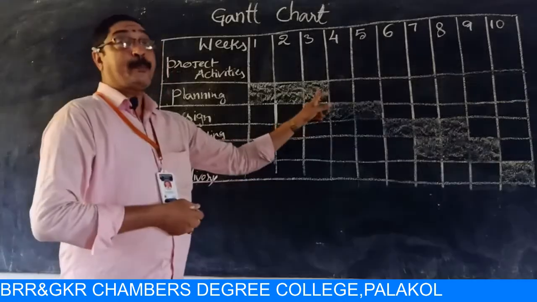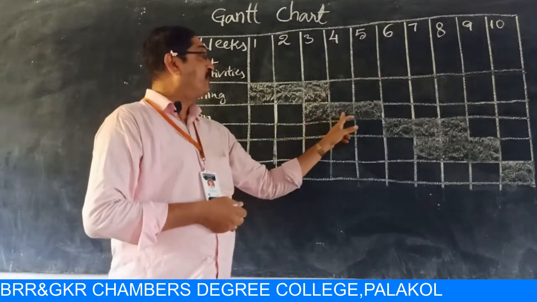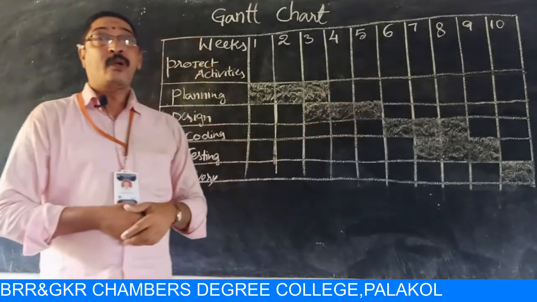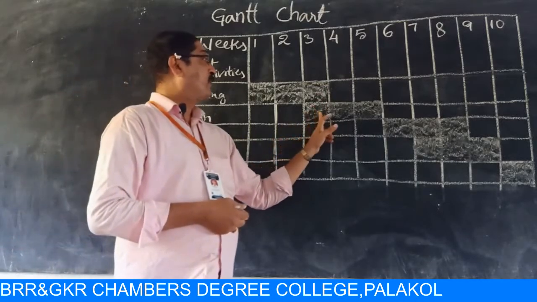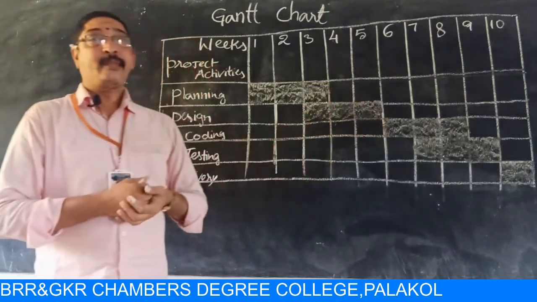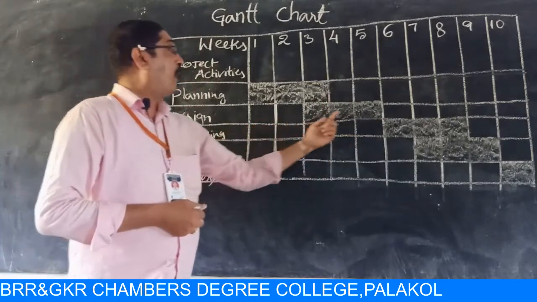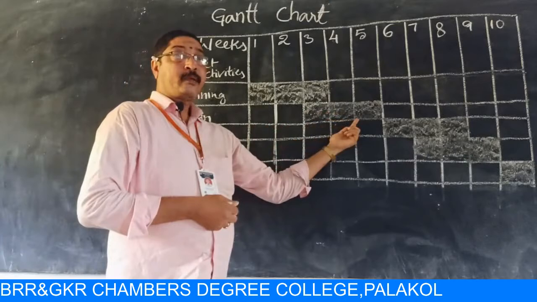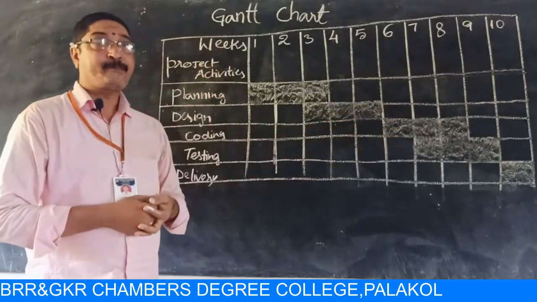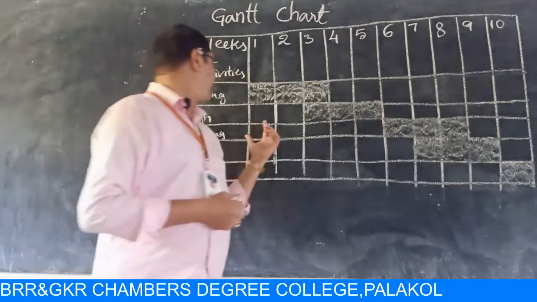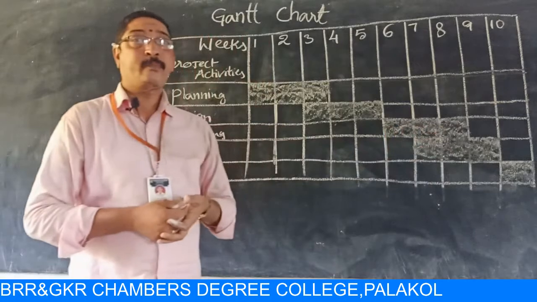After the third week, the planning will be completed. So only designing will continue. For designing, here we allotted 3 weeks: 3, 4, 5. After designing, we started coding in the 6th week. So for coding, we allotted 6, 7, 8 weeks.